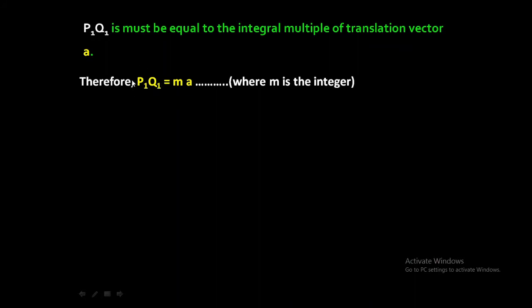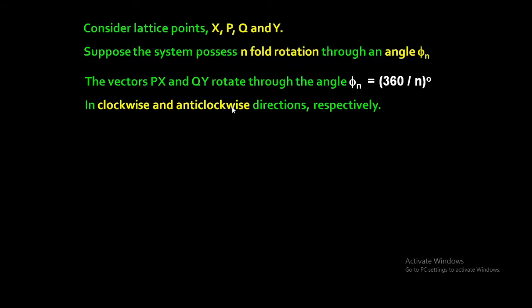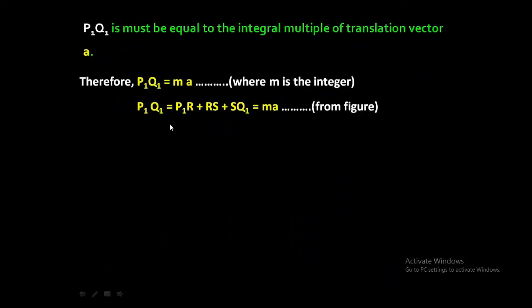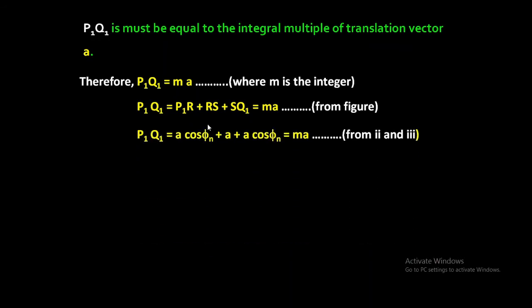Now P1Q1, from the figure, you know that P1Q1 is nothing but P1R plus RS plus SQ1. Just look at the figure. Very simple. The length of P1Q1 means P1R plus RS plus SQ1, which is equal to MA. Now P1R is A cos phi n, RS is A and Q1S is A cos phi n from the figure, and this is equal to MA.